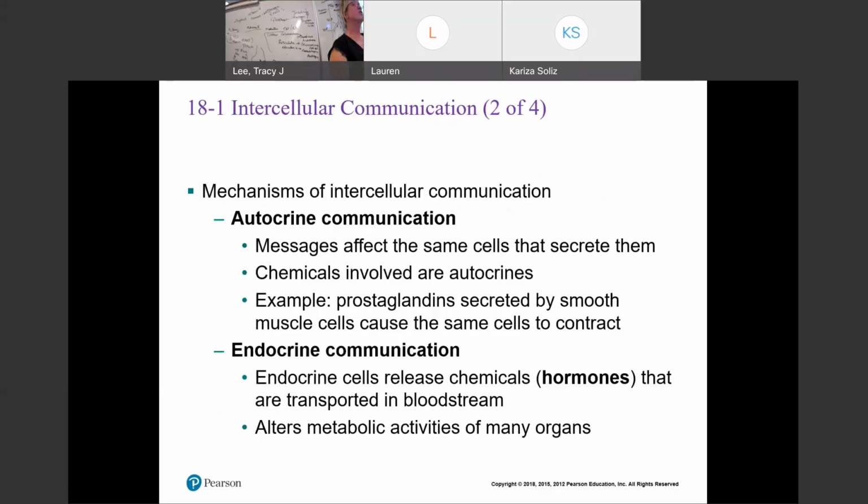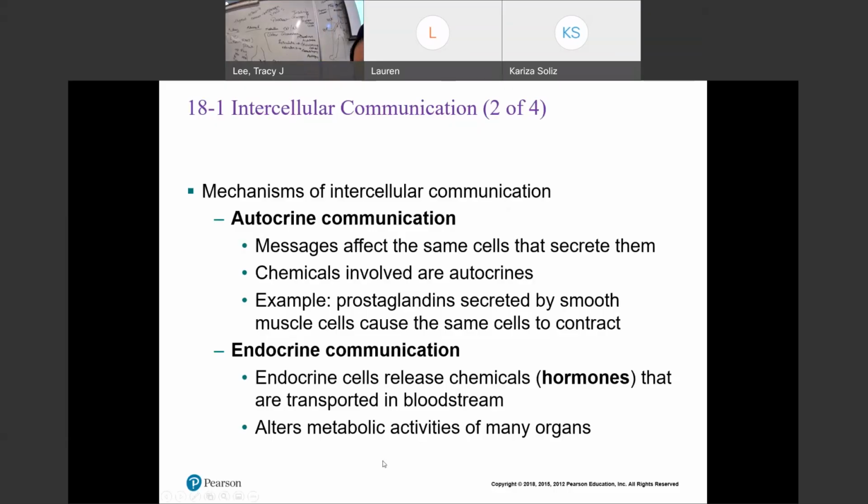All right, autocrine communication. This is where messages affect the same cells. A good example is I can get a cell, maybe my smooth muscle cells where I get, I don't know, an injury or something. I can have a signal say, hey, smooth muscles contract and make that blood vessel smaller. That would be an example of those hormones telling that tissue what to do, right, in that exact area.